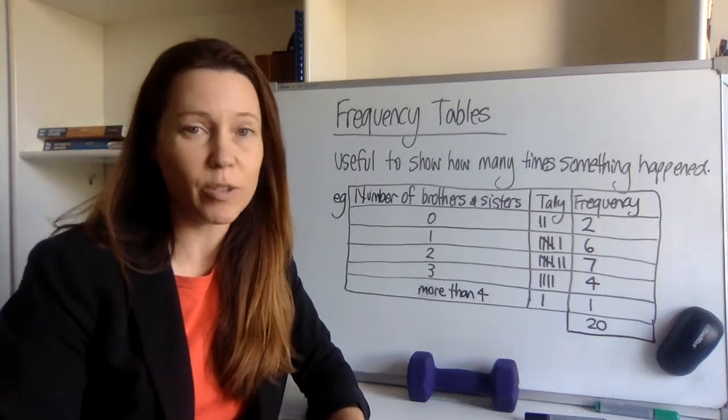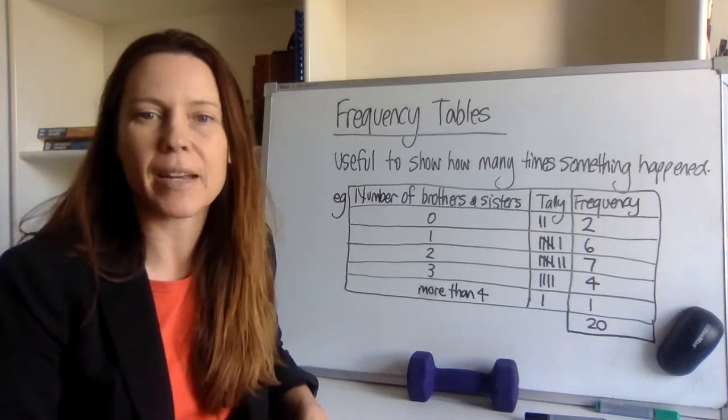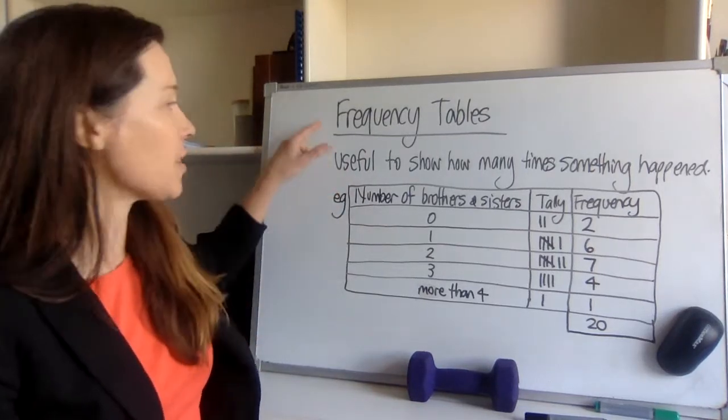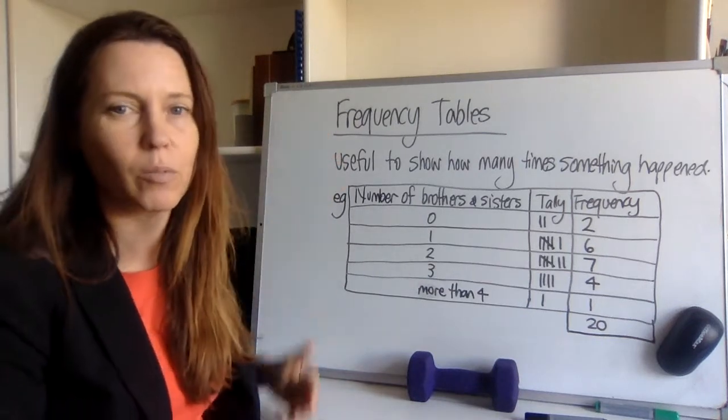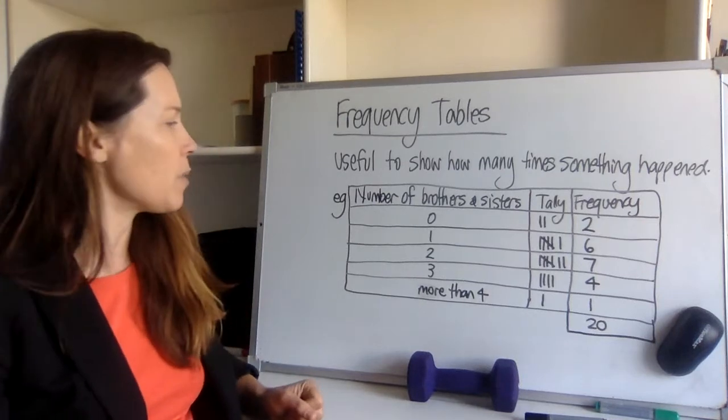When you're collecting data, it's good to have some way of organising your results. So a frequency table is a really handy way to do that. It just really shows how many times something happened, because that's all frequency means. How frequent was it?